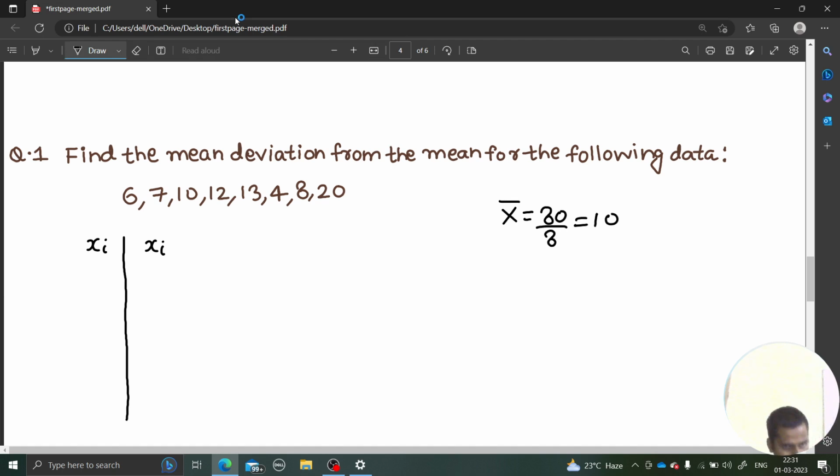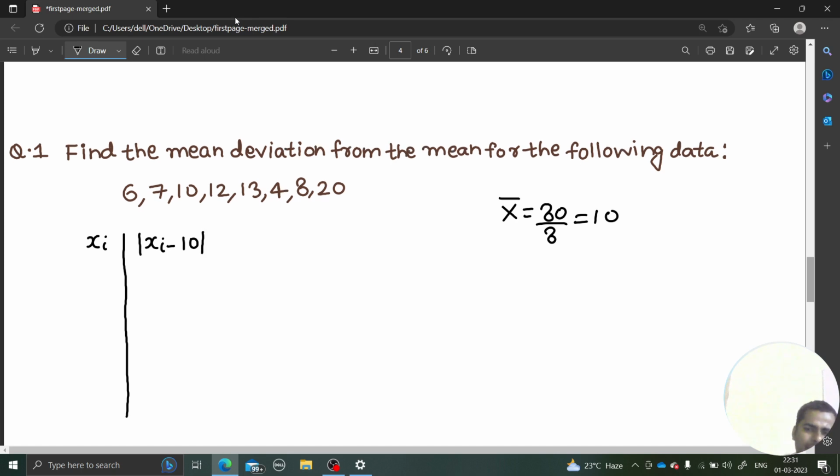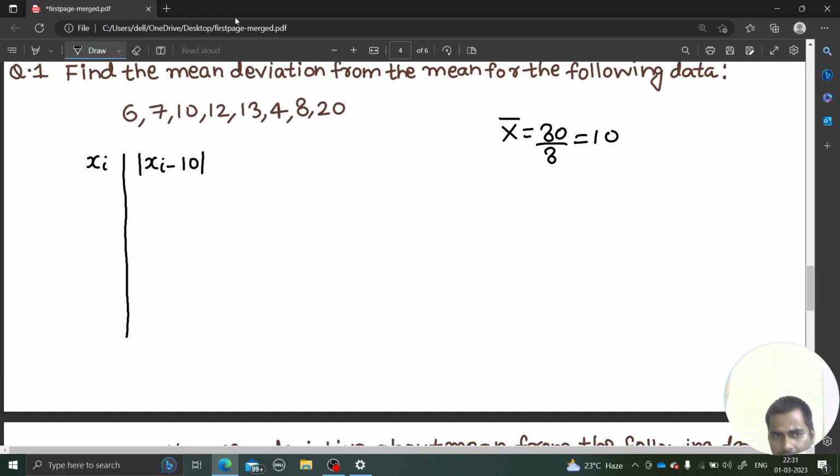So in the second column, xi minus x bar. X bar is nothing but the mean, which came out to be 10. So xi minus x bar. In order to avoid the negative values, we are going to take the mod. Because at the end we are going to add, and if both negative and positive values are there, it might end up giving us 0. So to avoid this, we add a mod, so we get only positive values. So we have 6. If you subtract 10 from 6, you are going to get -4, but because the mod is there, we are only going to take the absolute value, which is 4.